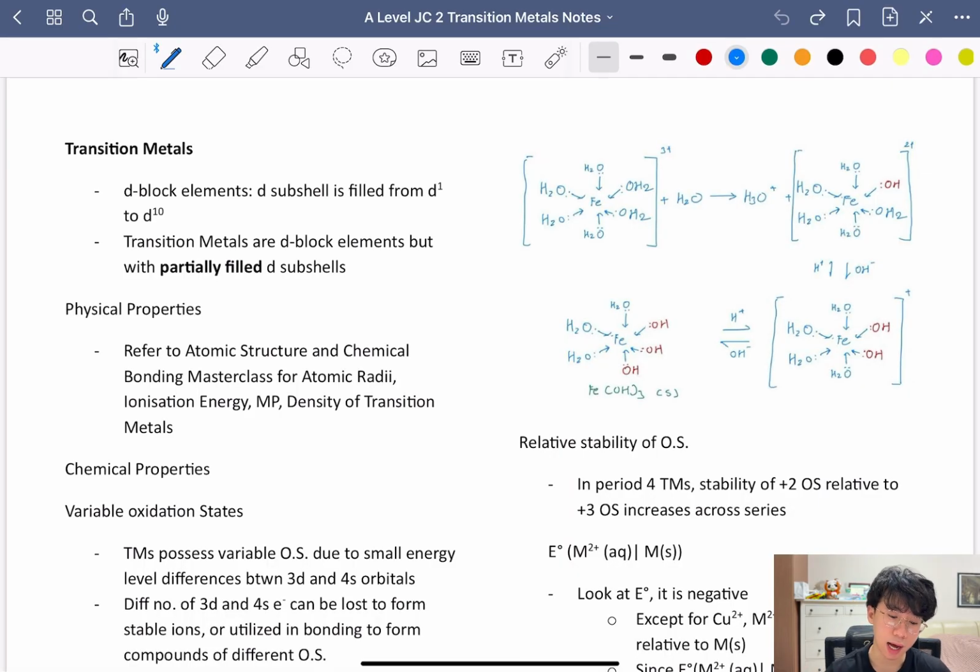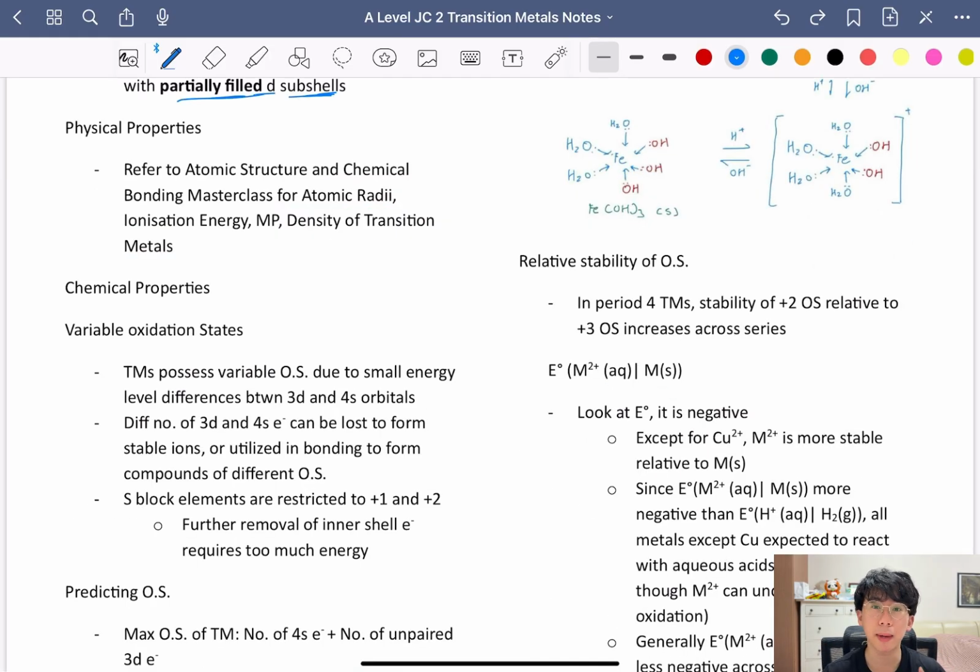D block elements are elements with their D subshell that is filled from D1 to D10, and transition metals in particular are D block elements that have partially filled D subshells, and these are usually found in the middle of the whole periodic table. Transition metals have physical properties that are very similar to giant metallic lattices, and you can refer to atomic structure and chemical bonding classes so that you can get all the trends that you need for melting points, atomic radii, ionization energy, and density. And because these were run through in the previous classes, I'm not going to dive into these today.